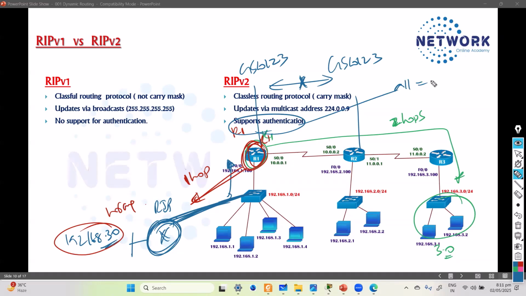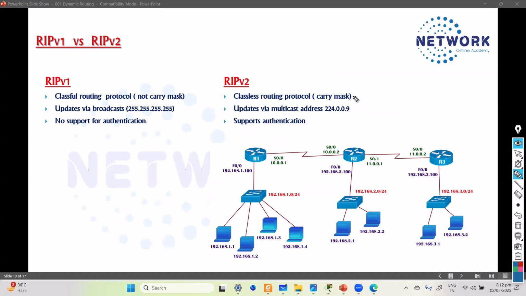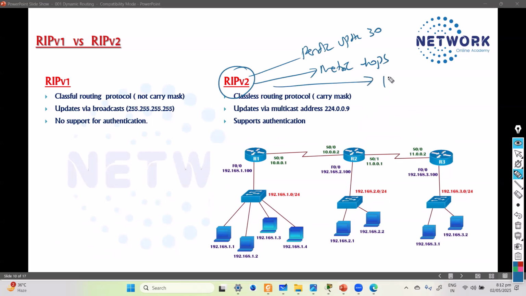So slowly as the development happened, for different reasons, the introduction of subnets, the introduction of multicast, and then authentication, all these things were added. Apart from this, all the remaining are still the same. RIP still uses periodic updates here as well, every 30 seconds, that is the same thing. The metric is hop count, that is again the same thing. The maximum hop count is 15 hops, that is again the same thing.